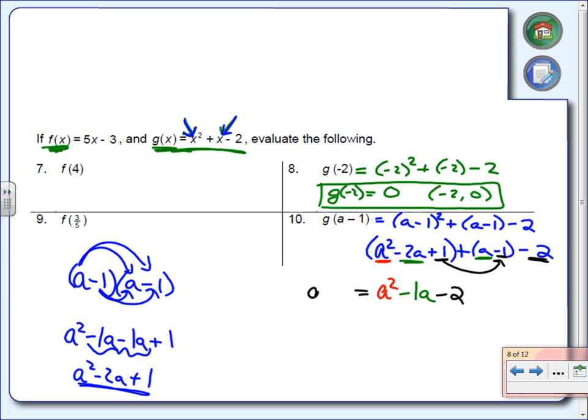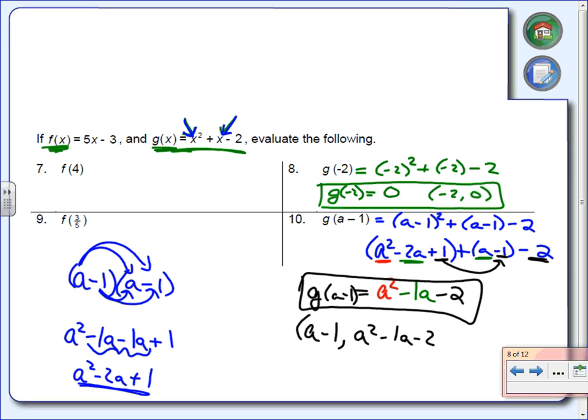Let me just go back and use the correct notation. And there it is. So g of a minus 1 is going to equal a squared minus 1a minus 2. By the way, remember, we can also write it as an ordered pair. The ordered pair would be a minus 1, that's our x, and a squared minus 1a minus 2 would be our y value. So you could also write the answer like this. But make sure you do use the correct notation.